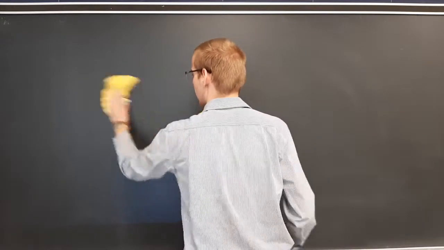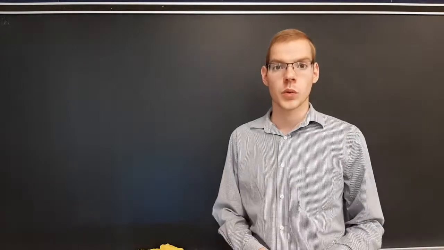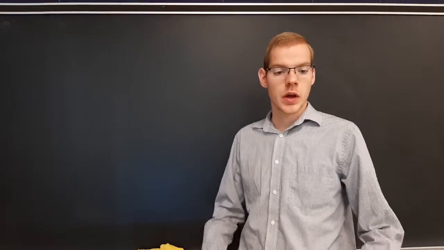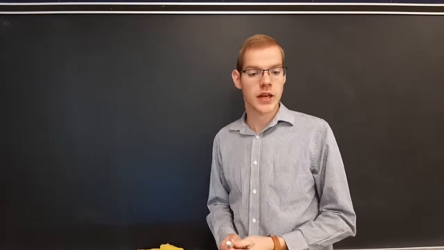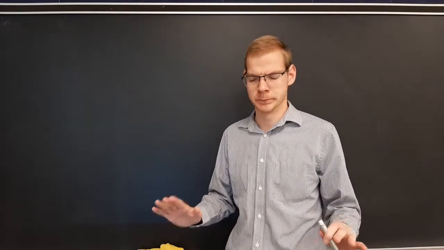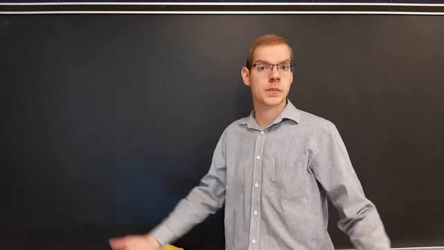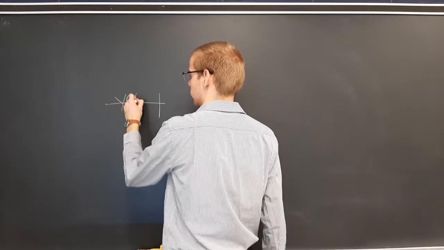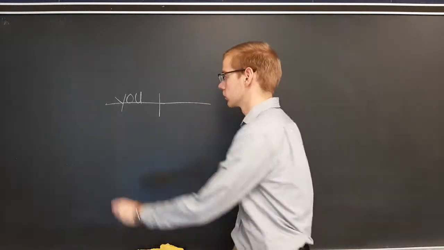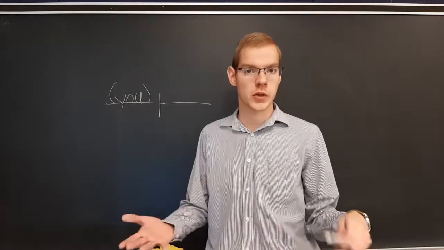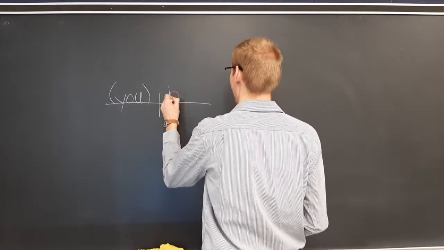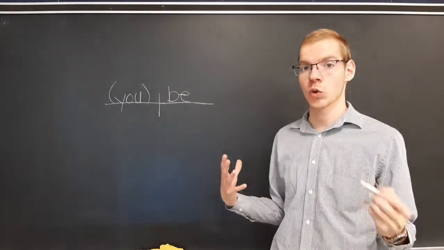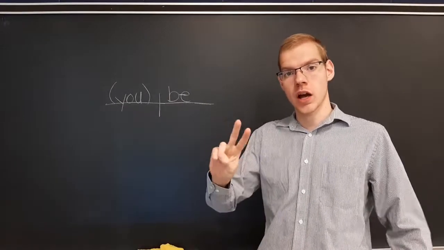While I'm erasing, go ahead and bracket your noun clause, which is whatever you do. So, be honest and conscientious in whatever you do. So, who is supposed to be? You. You are supposed to do what? And you are supposed to be what? Two things. Honest and conscientious.